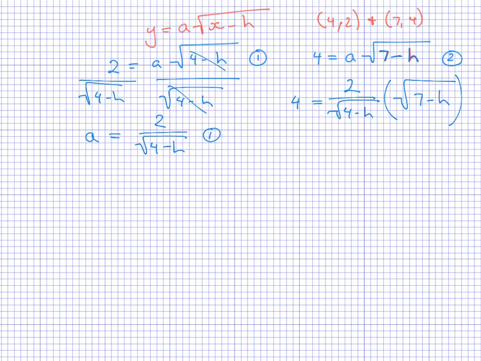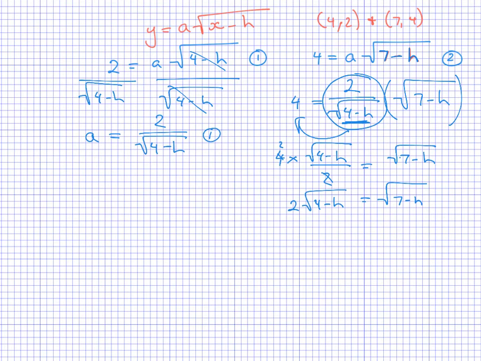Now you might think that this looks a bit complicated, but it's not. I'm just going to multiply this entire fraction to the other side, and I do that because it's going to remove the denominator. It's going to flip this fraction over and put the square root on the top. So it's going to become 4 times the root of 4 minus h over 2 equals the root of 7 minus h. That's going to cancel out to make a 2, so it's going to become 2 root 4 minus h equals root 7 minus h.